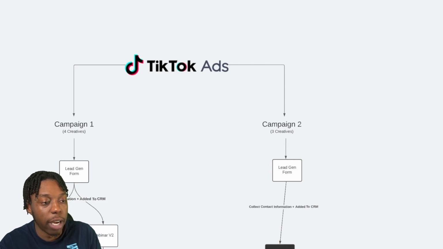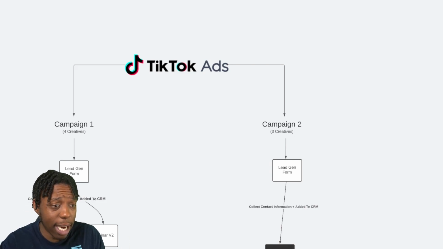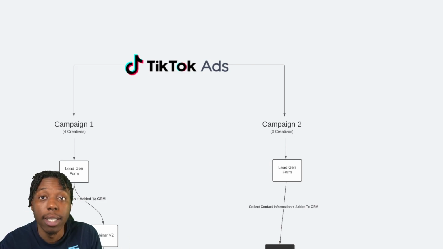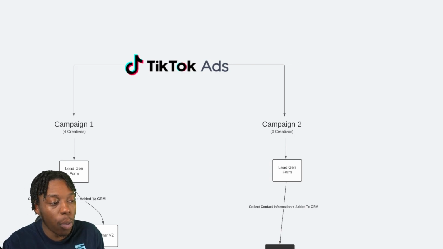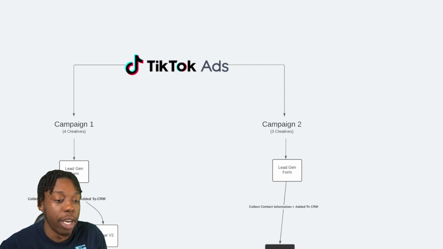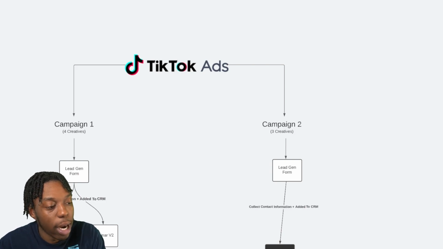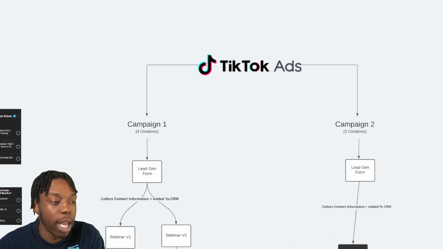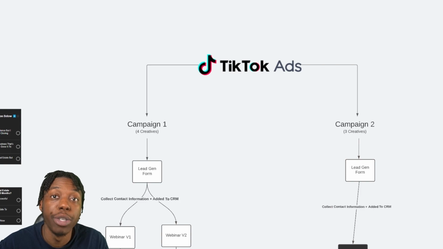But I think it's important to get a 50-foot overview of the entire system, from when we acquire the lead's attention via TikTok ads all the way to putting them into the system and nurturing them. So on TikTok ads, right now we have him running 2 different campaigns. These are both lead gen form campaigns.